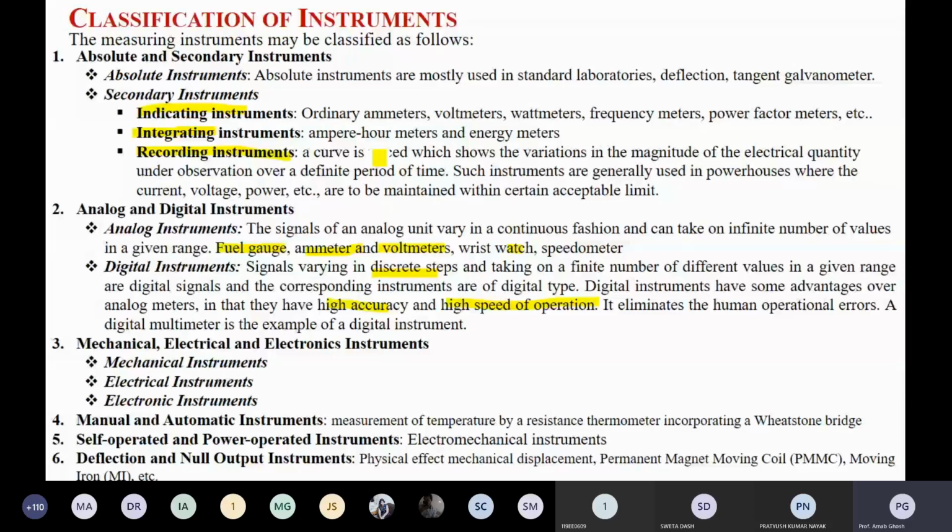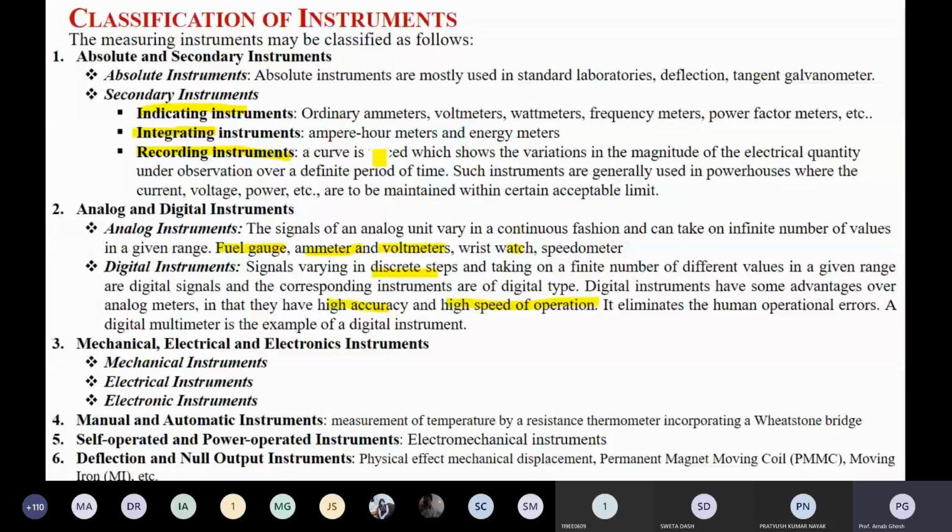Then the next one is the self-operated and power-operated instrument. Self-operated means it has a separate or self power supply that can operate the entire system, that means the entire measuring instrument. Another one is the power-operated instrument. What is a power-operated instrument? That instrument's operational power is coming from the circuit. So it will take power directly from the circuit, so you can say it is a power-operated instrument.